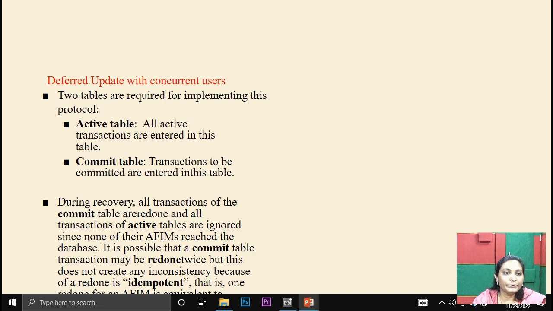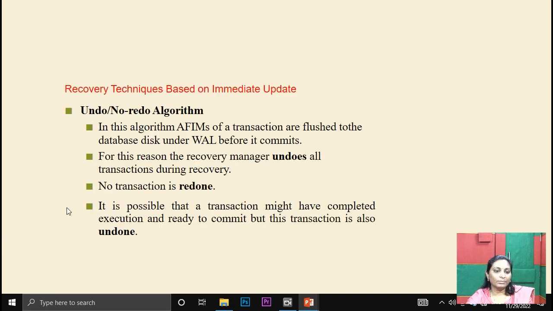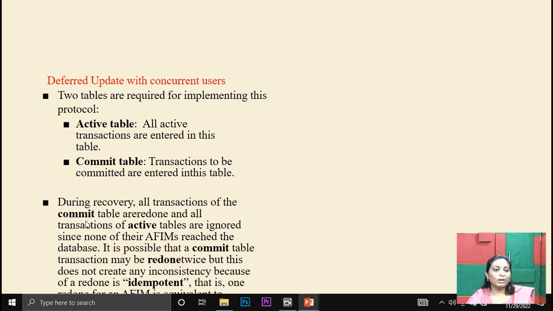Deferred update with concurrent users. Two tables are required for implementing this protocol. We know the two tables are the active table and the commit table. In the active table, the transactions which are in active states will be stored, and in the commit table, the transactions which are successfully completed will be stored. During recovery, all the transactions of the commit table are redone and all the transactions of the active table are ignored, since none of their after images reached the database.